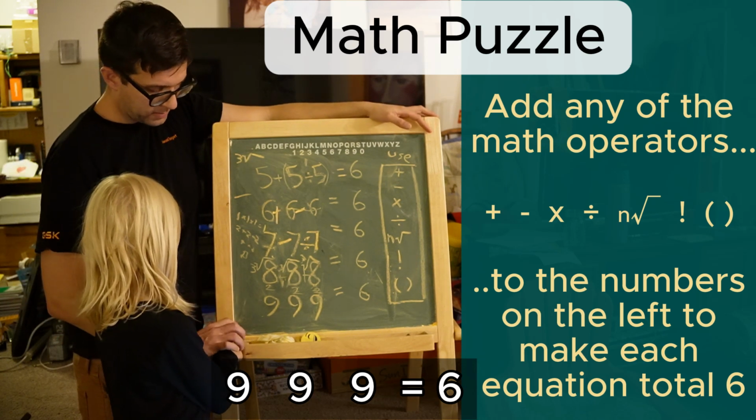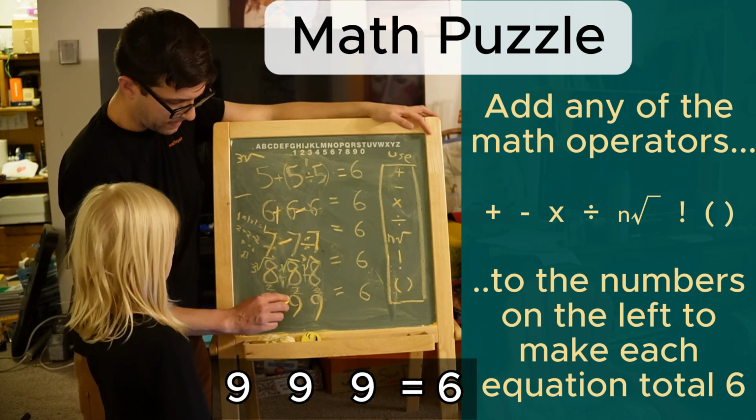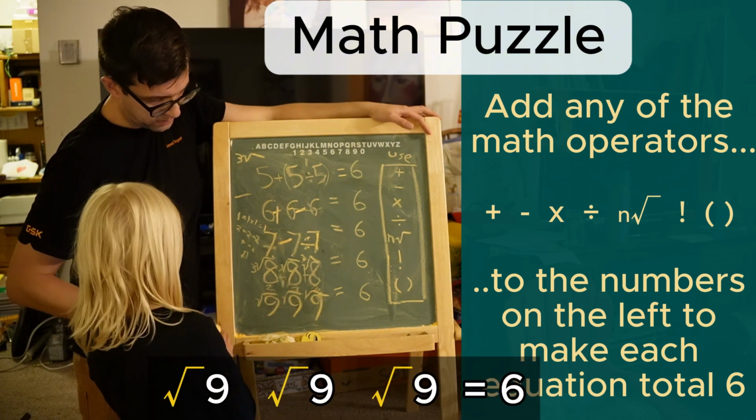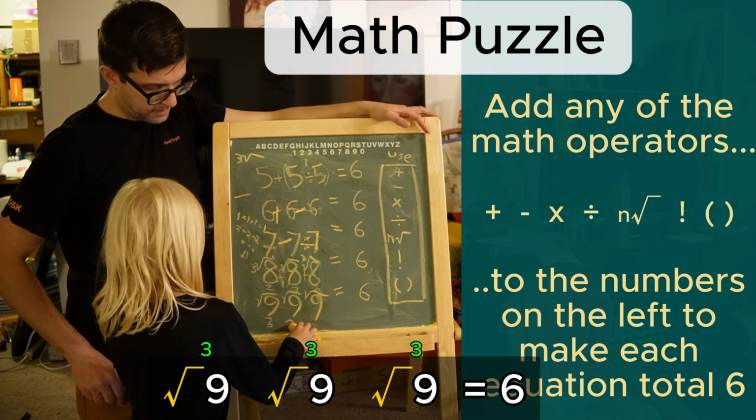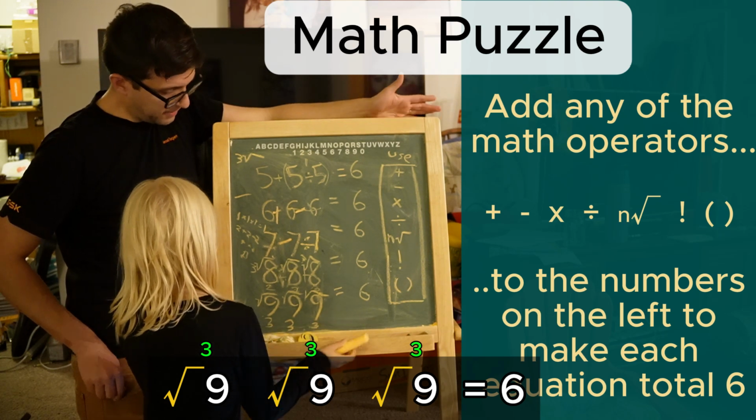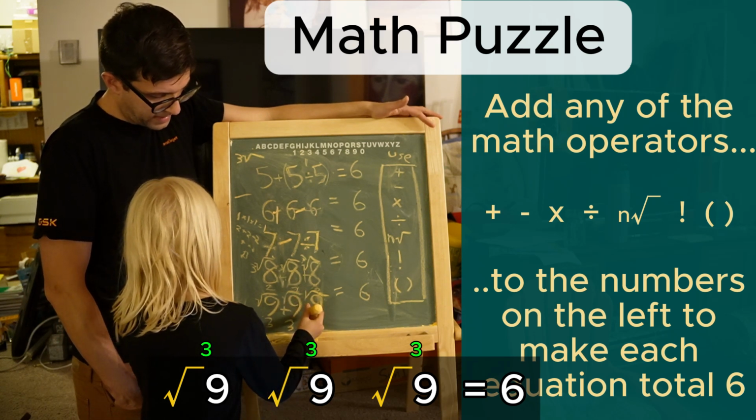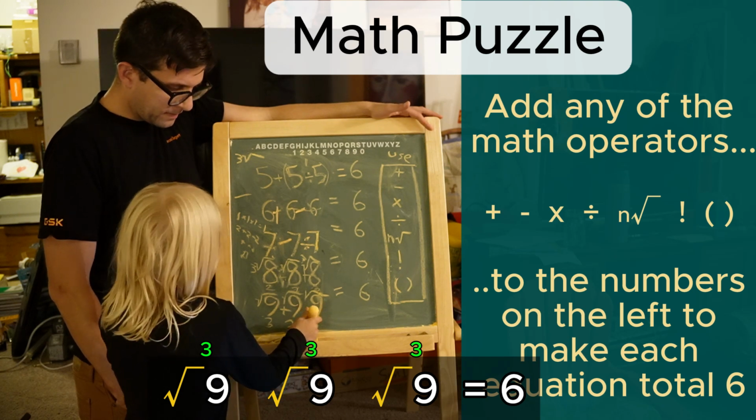So now we can do the square root. So we just do that. And now these are all 3s. Okay, now can you solve it? Because we did 3s earlier. You should be able to do that. 3 plus 3 is 6. But then, what are we going to do with that?